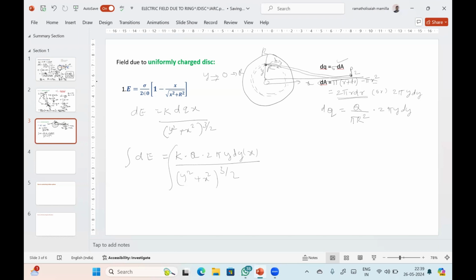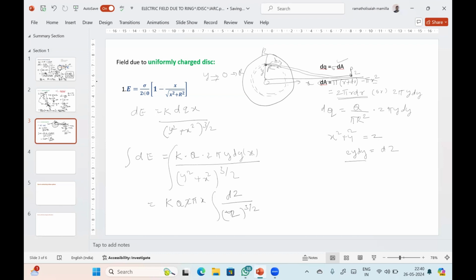Consider y square plus x square as z. I want y dy, therefore 2 y dy is equal to dz. Now we can substitute: k q 2 pi x, and these are all constants with respect to this consideration. Here 2 is not there, only y dy, so 2 y dy I will write as dz by z whole power 3 by 2.